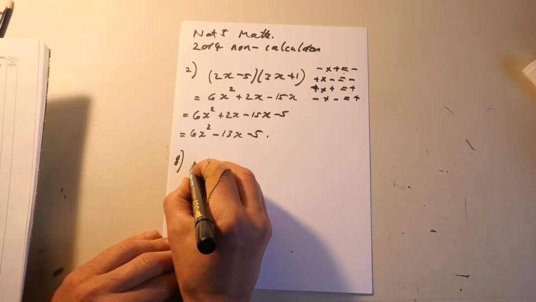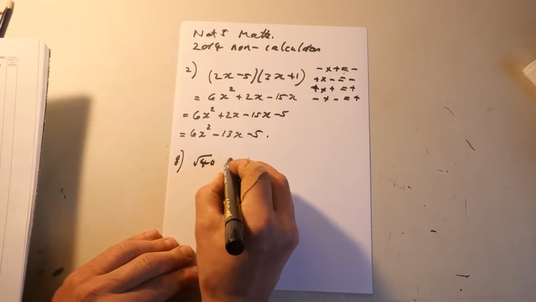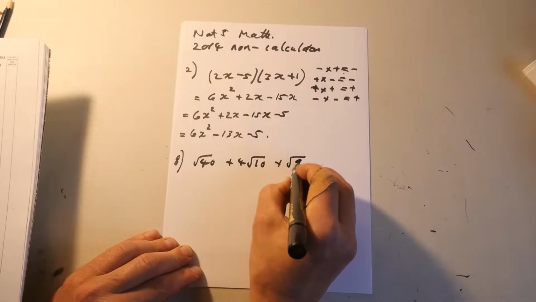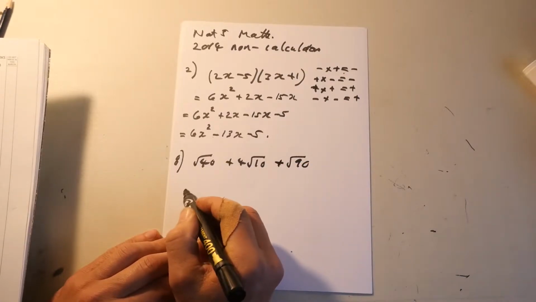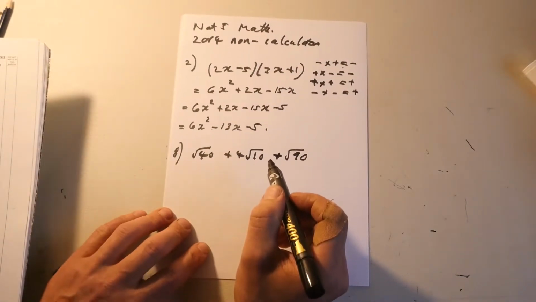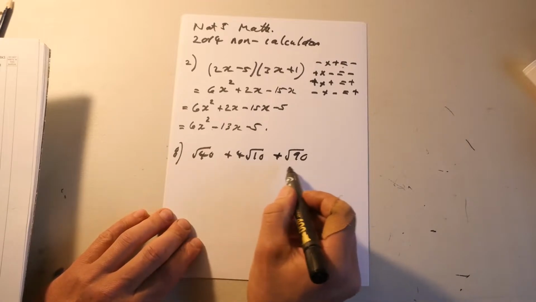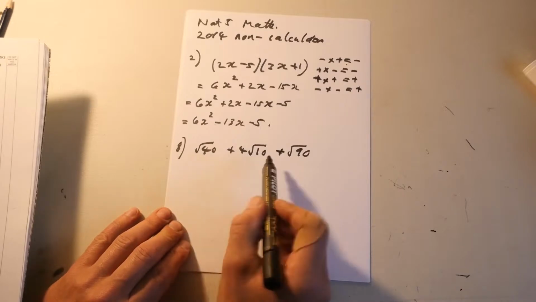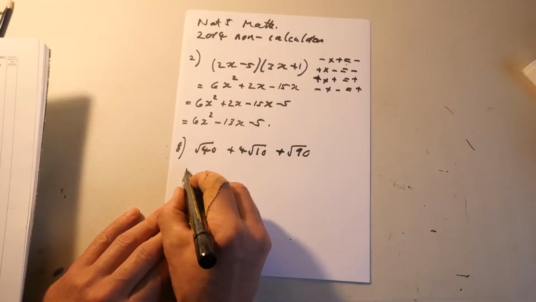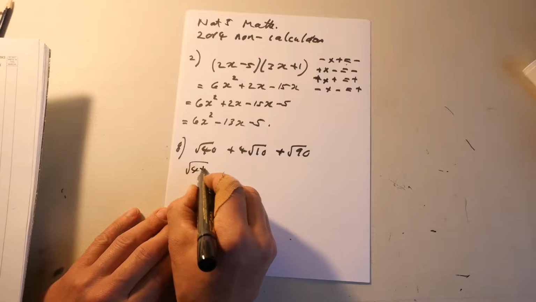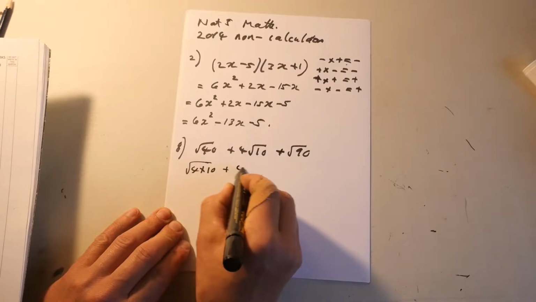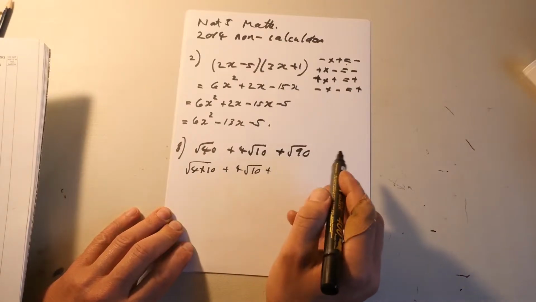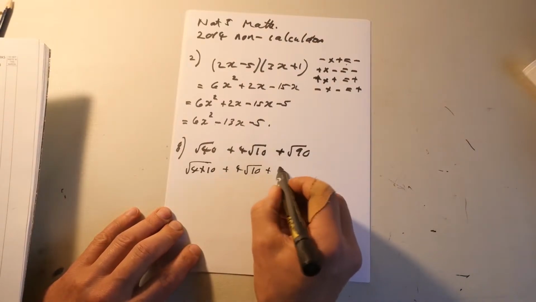The square root of 40 plus 4 root 10 plus the square root of 90. So that's question 8 in the year 2014. Express in simplest form, so you have to simplify this. 40 can be written as 4 times 10, so that's the square root of 4 times 10, plus 4 root 10, plus the square root of 90, which can be written as 9 times 10.